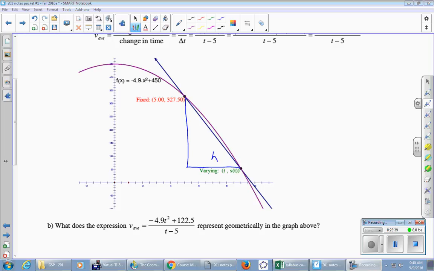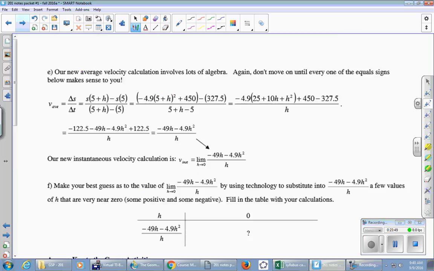Yes, we want to send t towards 5, but h is this horizontal distance, and we want to send h towards 0 in order to move that one point, the varying one, close to the fixed one. And so we go through our calculation. I'm just going to circle it here. This is just a change in distance over a change in time. It's our basic average velocity calculation. S of 5 plus h minus S of 5, that's the change in distance, change in height, over 5 plus h minus 5.